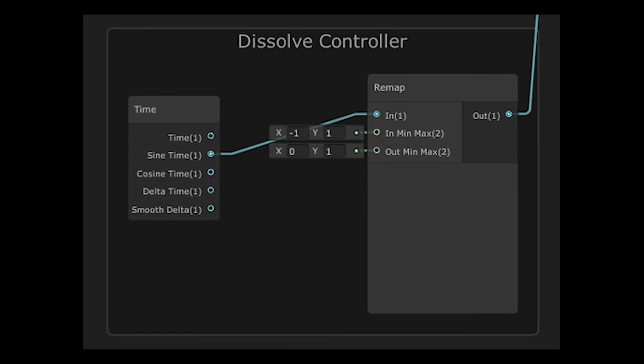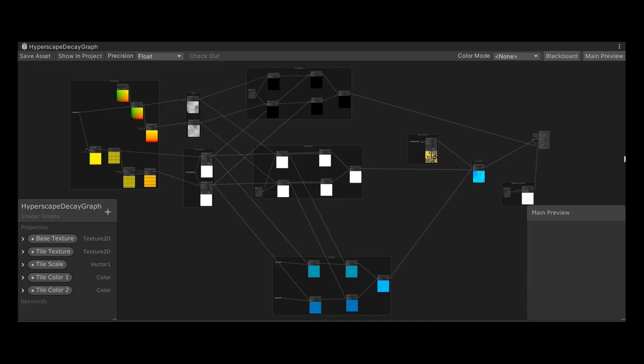Dissolve controller. The dissolve controller handles the alpha clip threshold, which affects the amount of alpha needed to make part of the texture appear transparent or opaque. And that is all of the sections. Here again is the final complete graph.